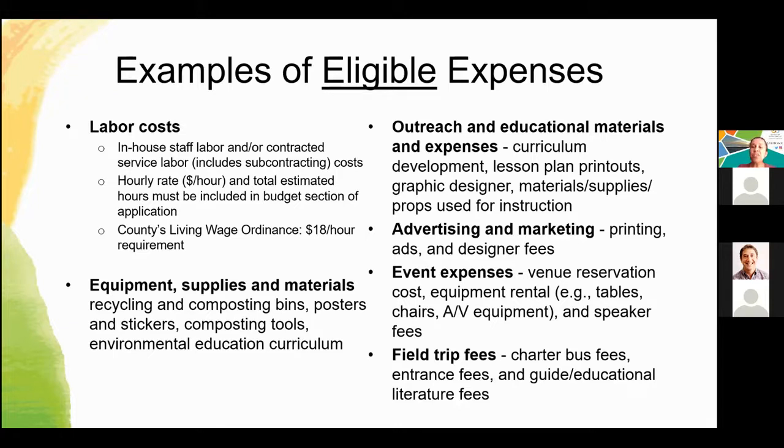Now that we've covered eligible project ideas, I'm going to move on to a list of eligible and ineligible expenses covered by the 4Rs grants. Remember, all of this information is available in our grant application guidelines found on the 4Rs grant webpage. All right, so any labor costs that are in-house or contracted services are covered under 4Rs grants. Hourly rates must be included in the budget sections of your application and also must be paid at the county's living wage ordinance, which is $18 an hour currently.